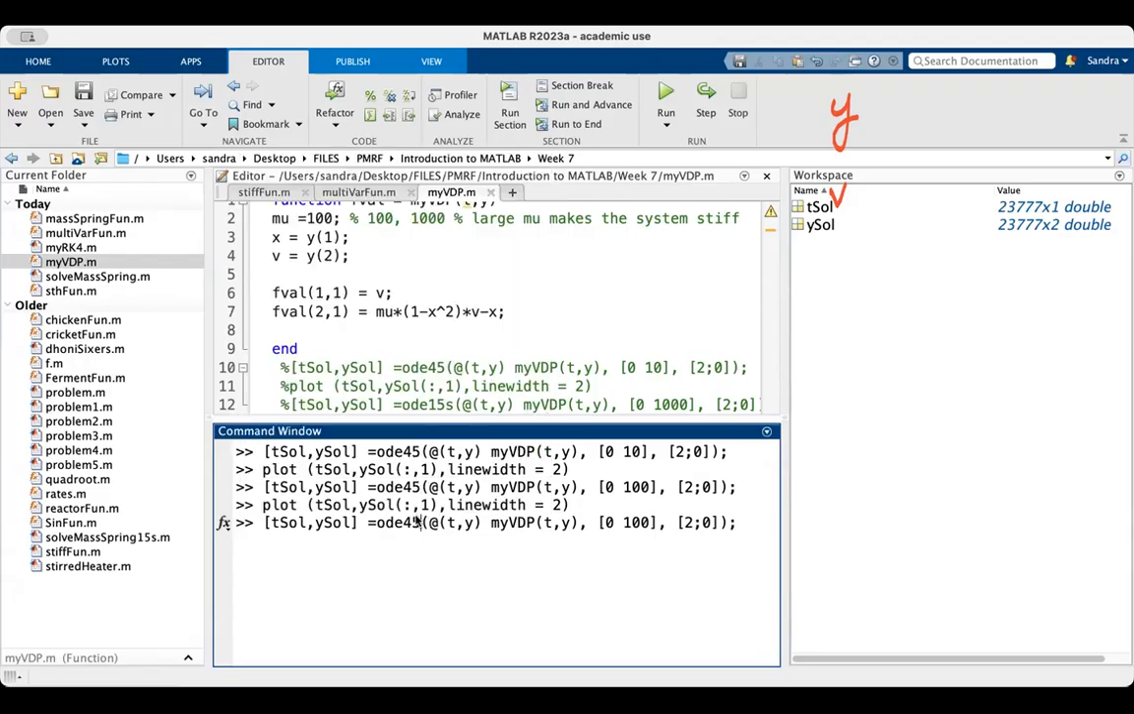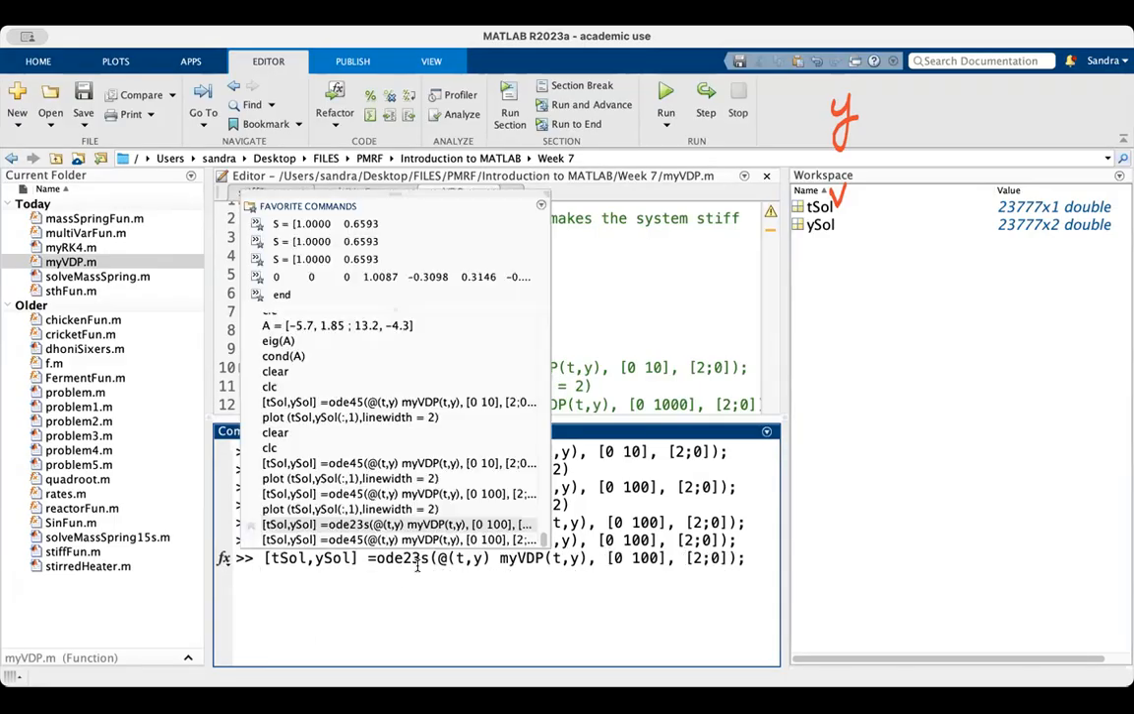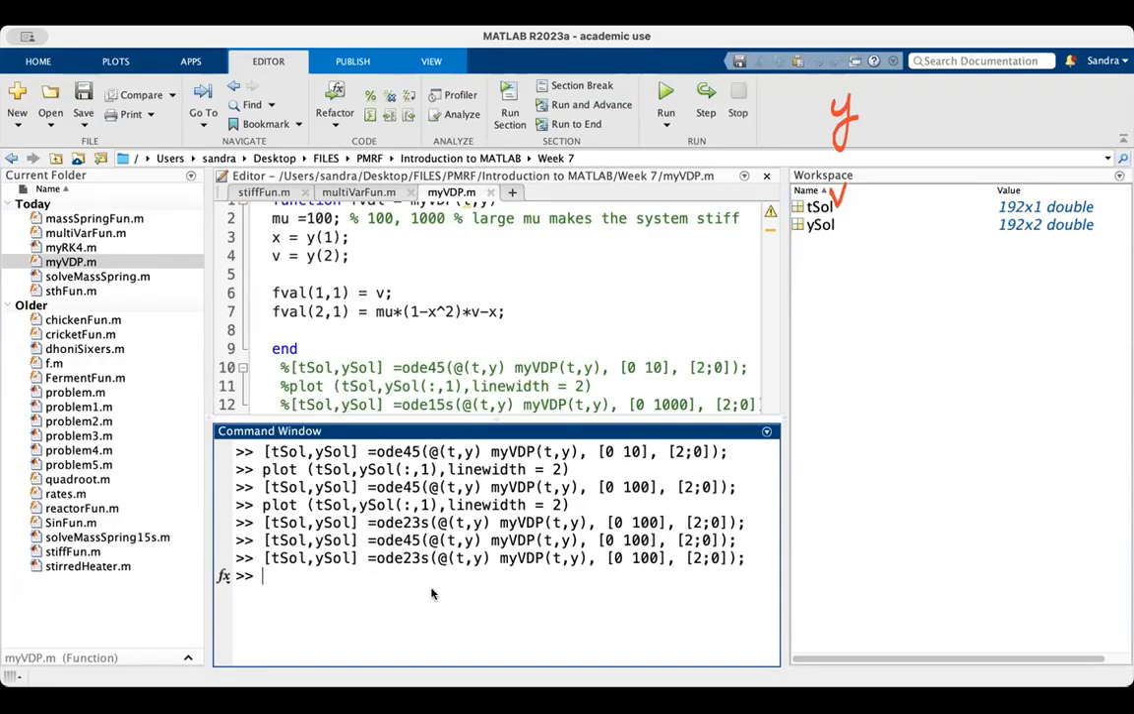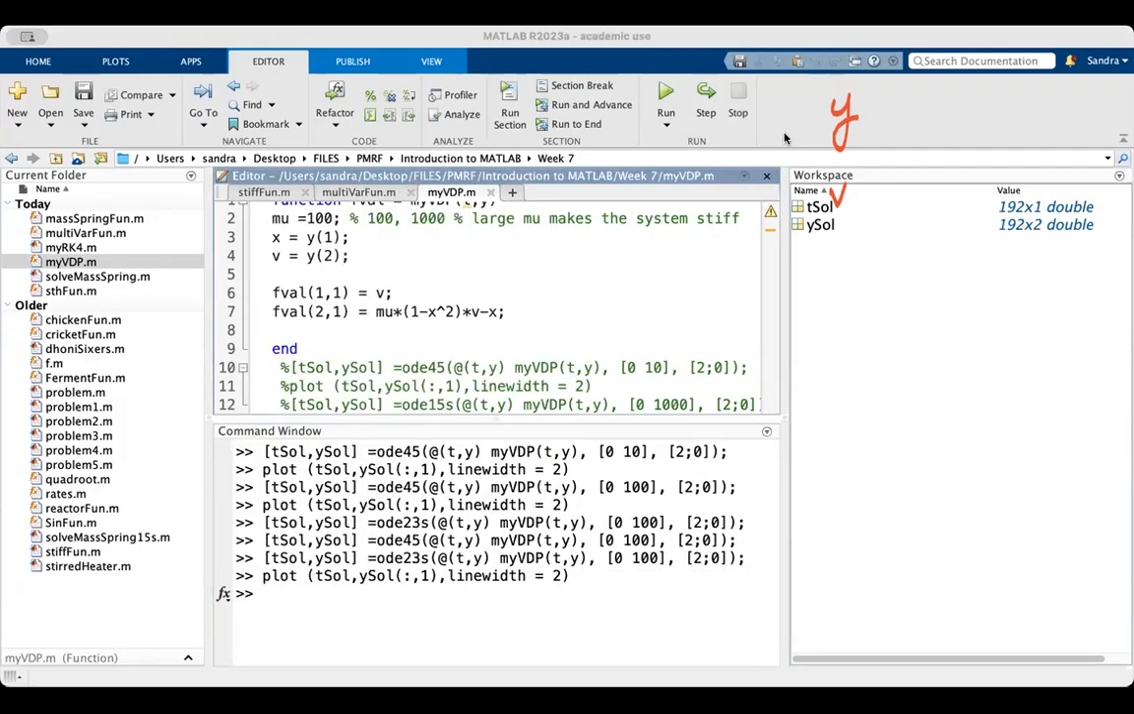Okay, instead of ODE45, let me use ODE23s. Same function, okay? It became 192. You saw the difference? Earlier, how much was the time? It was 23,777. Now the same thing, when I used ODE23s, it is getting done in 192. And the plot looks the same. I can plot it and show you. The plot looks the same.